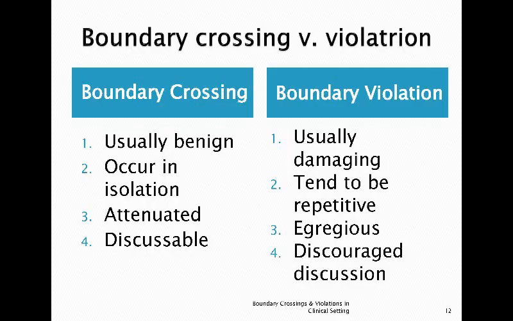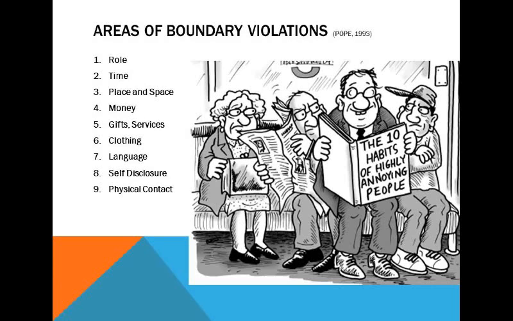Comparing boundary crossing versus violation. A boundary crossing is usually benign, occurs in isolation, attenuated, and discussable. A boundary violation is usually damaging to the patient, tends to be repetitive, egregious, and discourages discussion. The areas of boundary violations include: one, the role that the clinician is playing; two, time spent together; three, the place and space of the meetings; four, how much money was spent.